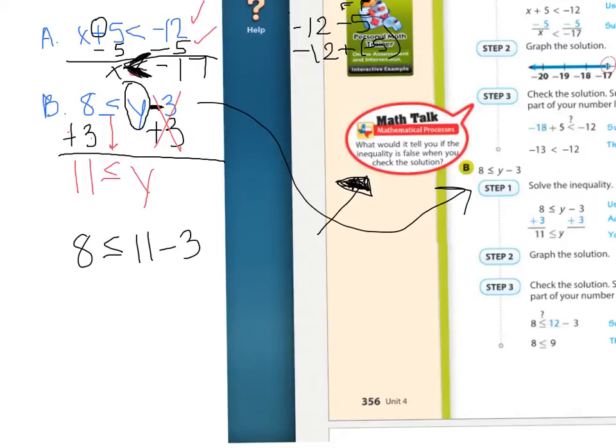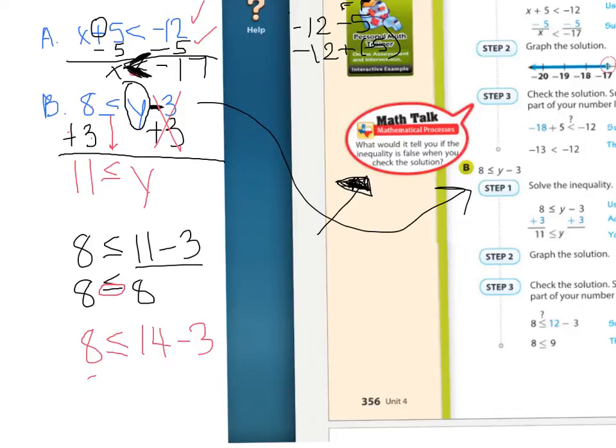Okay? So 8 is less than or equal to, and then what is 11 minus 3? It's 8. And that meets this constraint right here. Equal. 8 is equal to 8. Let's choose a number that is bigger. Let's make 8 is less than or equal to, and then let's try 14. 14 minus 3. Okay, I took out y and I put in 14.